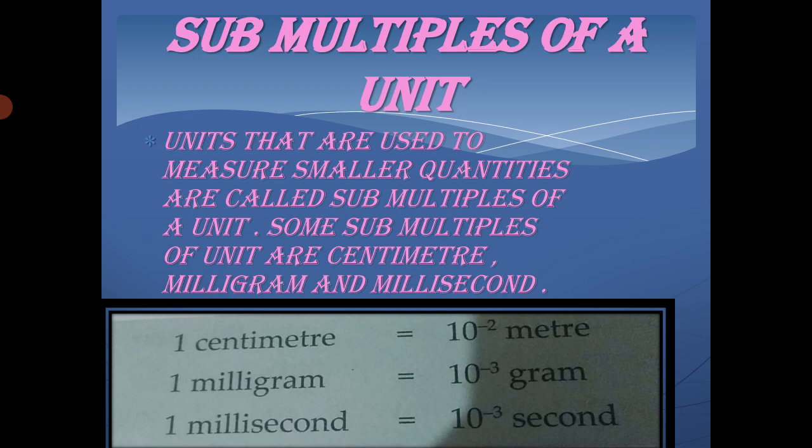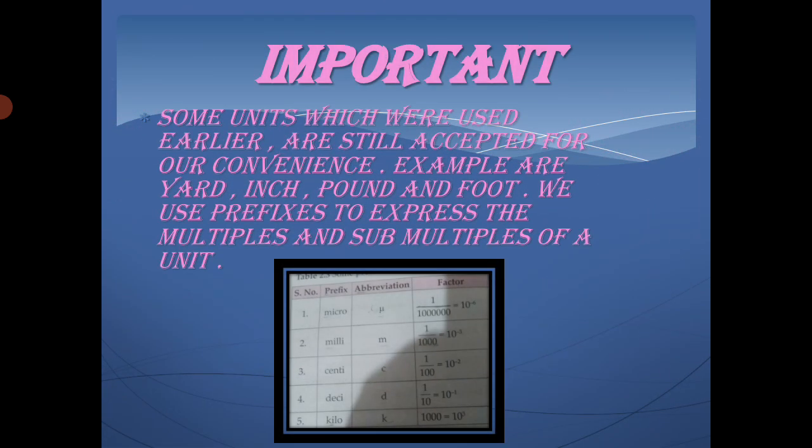Okay, now come to our point. The units that are used to measure smaller quantities are called submultiples of units. Some submultiples of units are centimeter, milligram and millisecond. Some units which were used earlier are still accepted for our convenience. Examples are yard, inch, pound, foot. They are still in use.